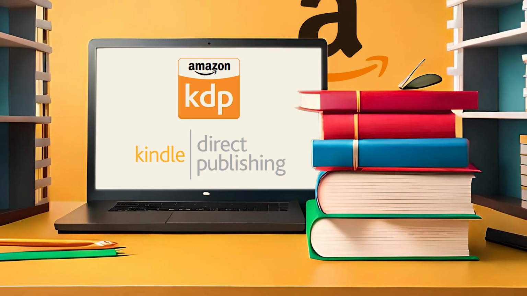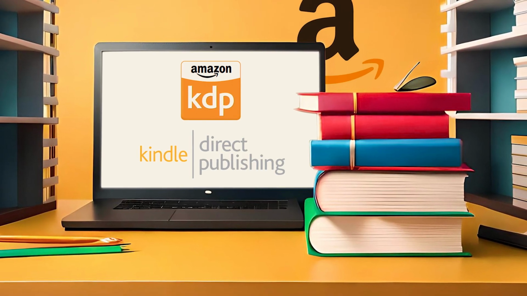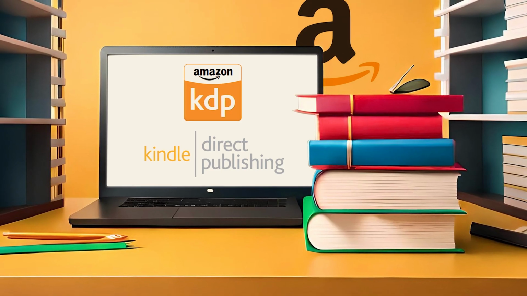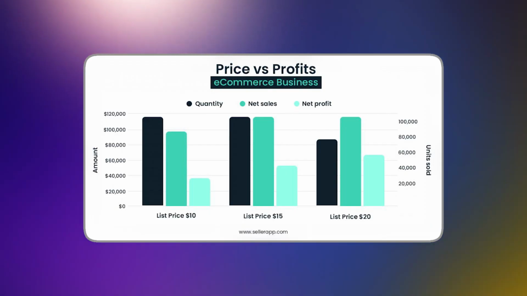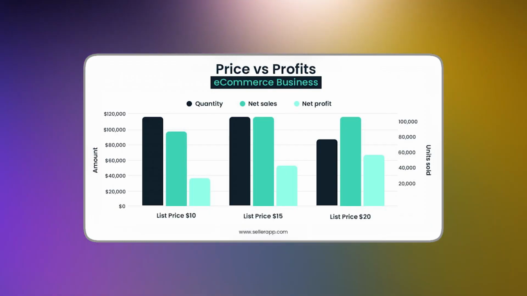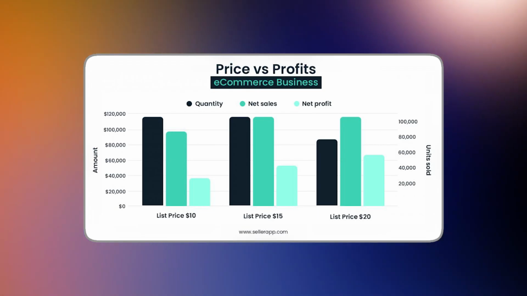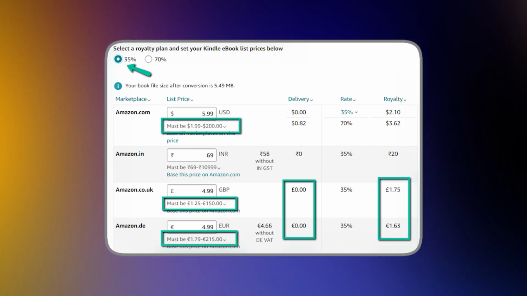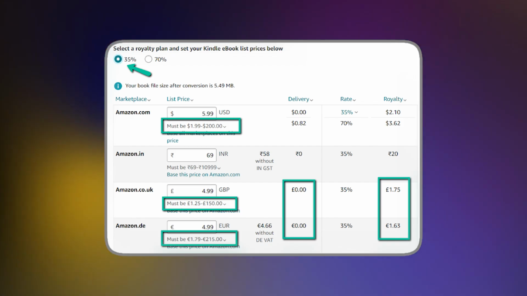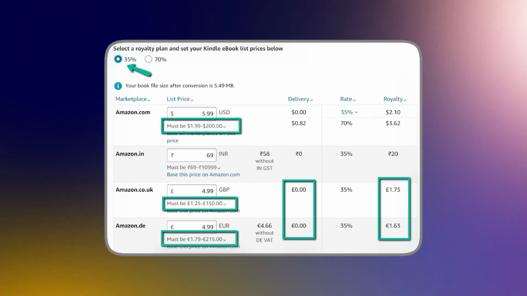For print books, the royalty is typically 60% of the list price minus printing costs. Pricing affects sales volume, perceived value, and competitiveness in your niche. Testing different price points and analyzing sales data can help you find the optimal pricing strategy for your book.